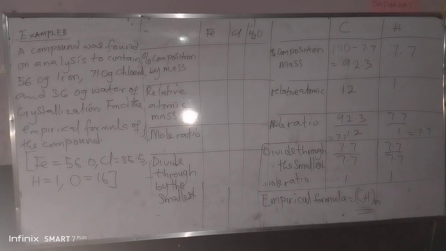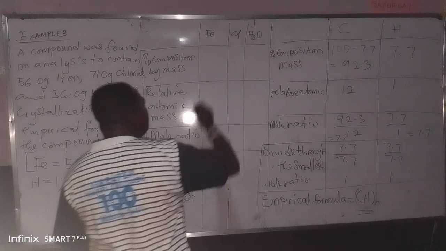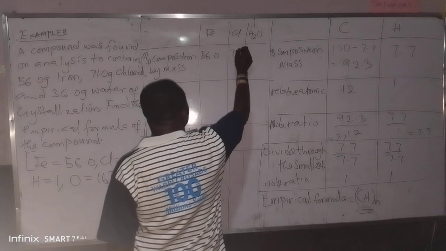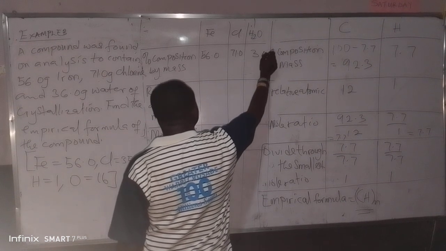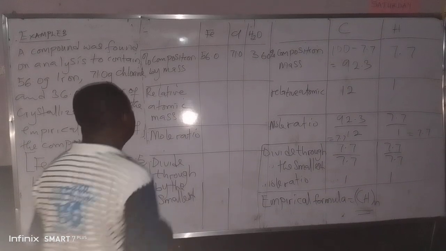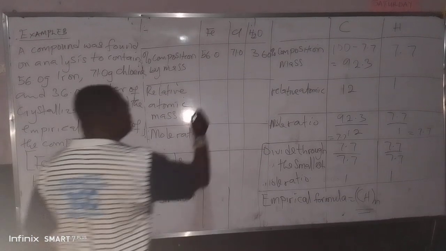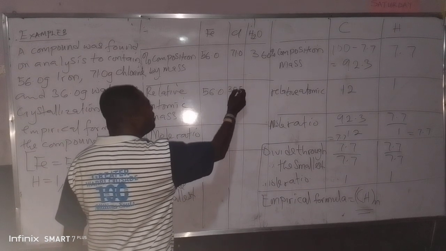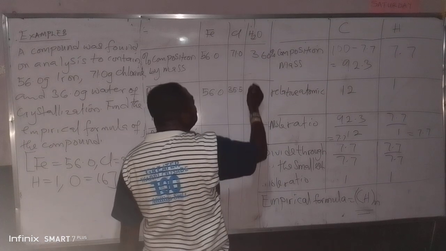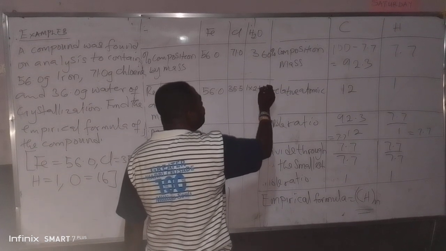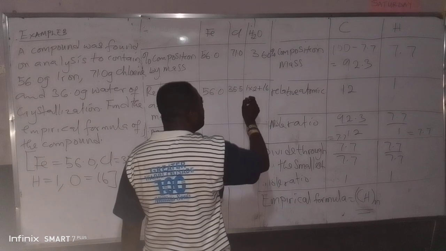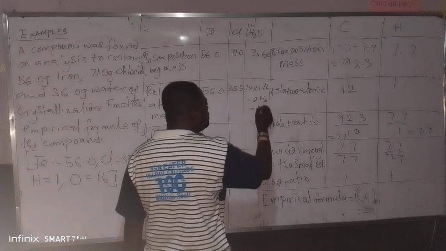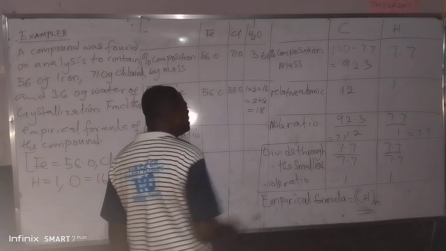We are asked: the compound was found by analysis to contain 56.0 gram iron, chlorine 71.0, and water of crystallization 36.0. The relative atomic mass of iron is 56.0, that of chlorine is 35.5. Water of crystallization, to find the molar mass of water, that's 1 times 2 plus 16, so the answer is 18.